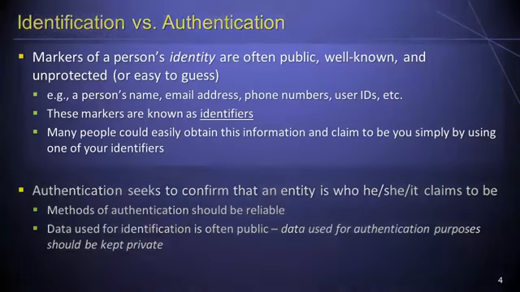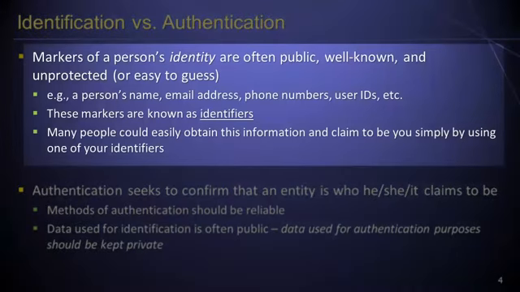Consider first that markers of your identity are often public, well-known, and unprotected. Or if they are not, they are often easy to guess or easy to predict. Examples of these markers might be your name, your email address, your phone number, the user IDs that you use online, etc. And in the world of computer security, we refer to these types of markers as identifiers.